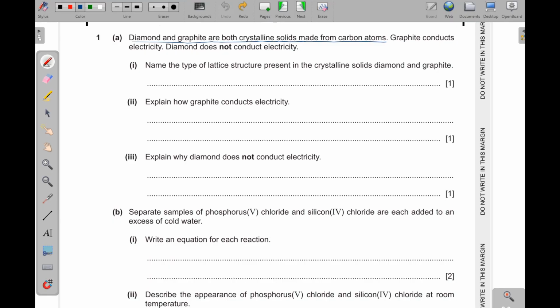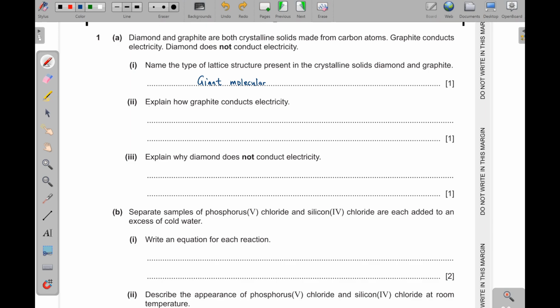And then they are saying this is Roman 1, name the type of lattice structure present in crystalline solids, diamond and graphite. So here we see these ones are having giant structures, okay? This one would therefore be giant. But since they are made of carbon atoms, which are non-metals, then we shall put on molecular, okay? Because we can also have giant ionic, for example, if it is sodium chloride, that is giant ionic. Now, for this case, we are having giant molecular, okay?